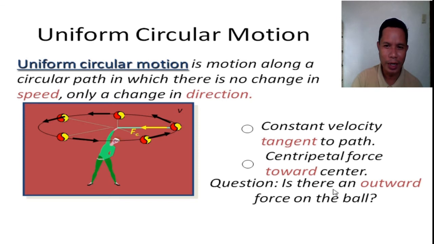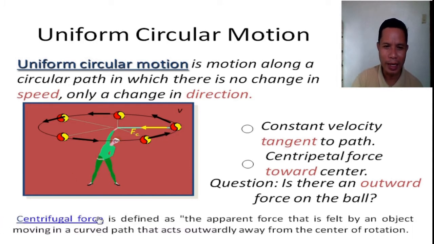Question. Is there an outward force on the ball? Mayroon bang outward force doon sa ball? The right answer is yes. Ang tawag doon sa outward force sa ball ay tinatawag na centrifugal force. Meaning, it is defined as the apparent force that is felt by an object moving in a curved path that acts outwardly away from the center of the rotation. So, mayroon po siyang tinatawag na centrifugal force.